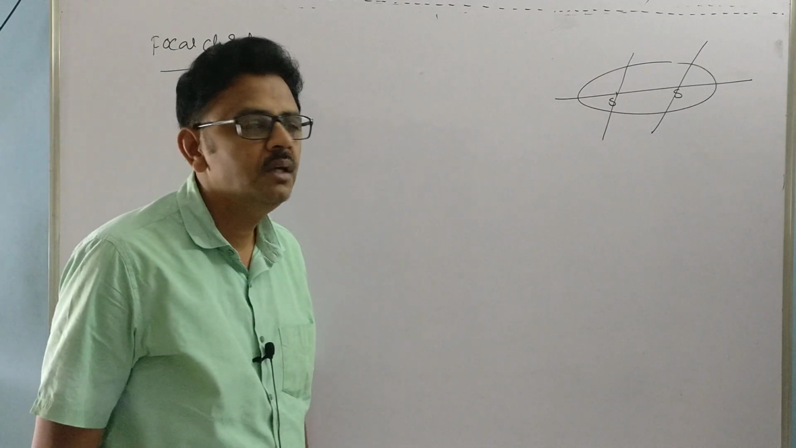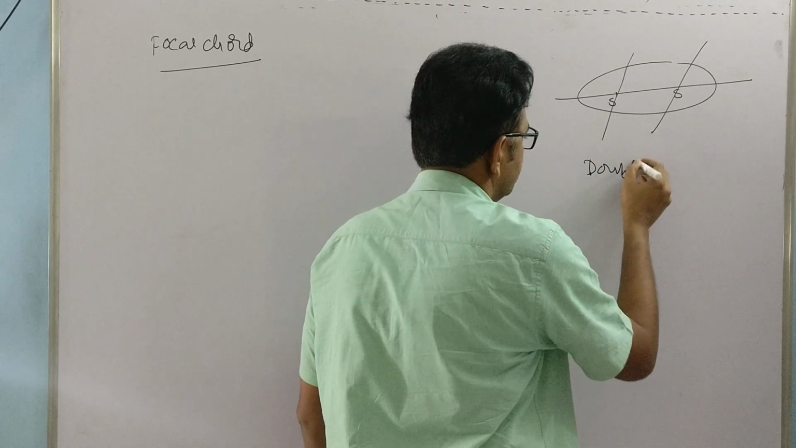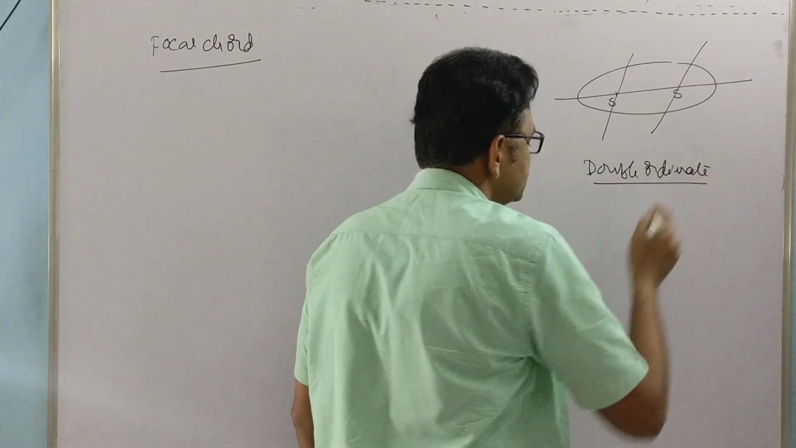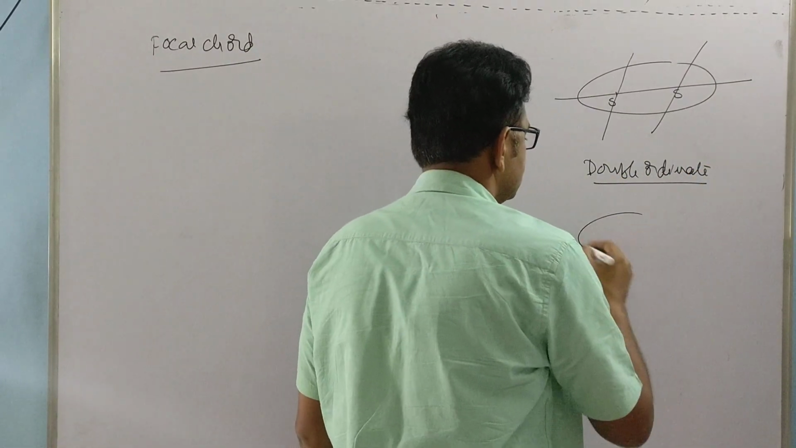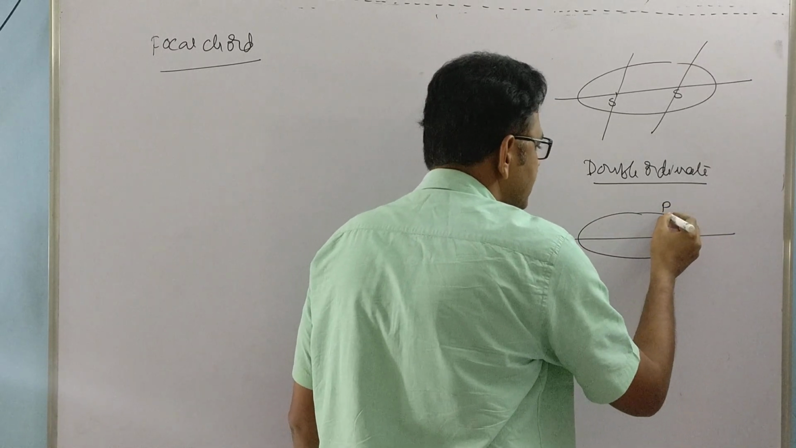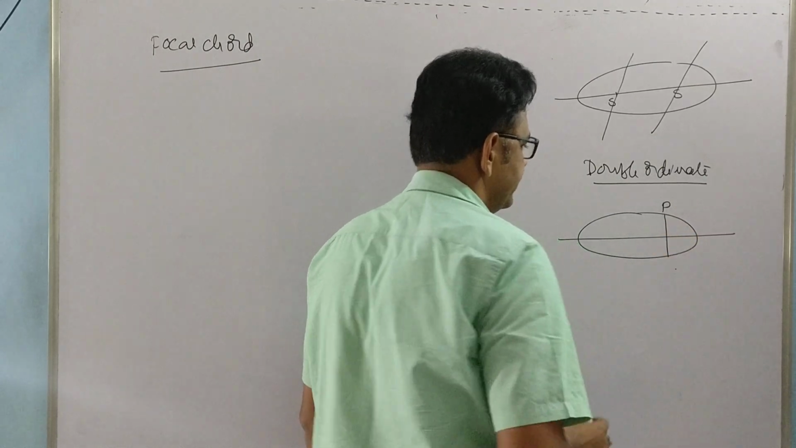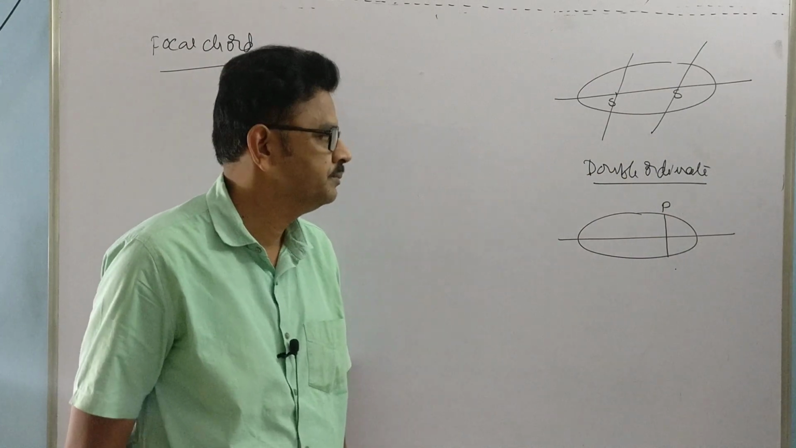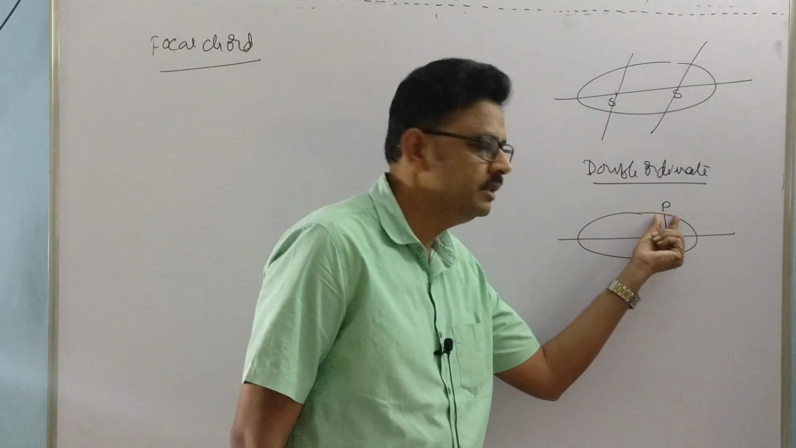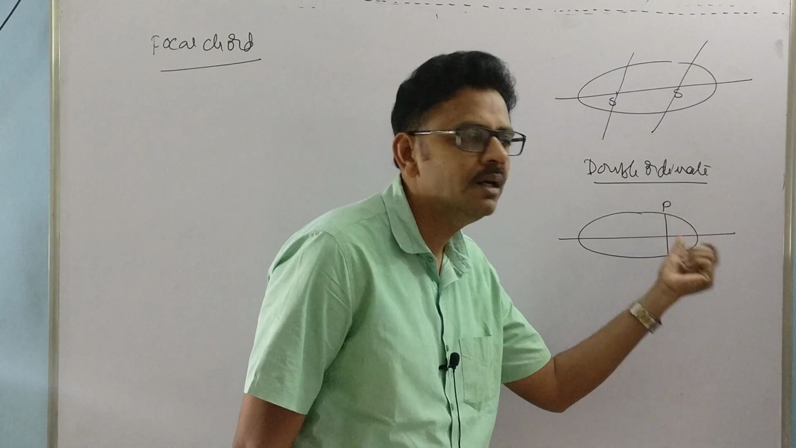Next, double ordinate. Double ordinate means what? So this is the ellipse. This is the point P, and the chord which passes through the point P and is perpendicular to the major axis of the ellipse is called a double ordinate. It may or may not pass through the focus of the ellipse.